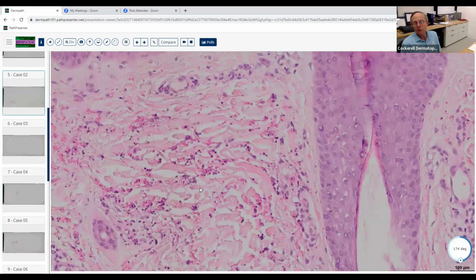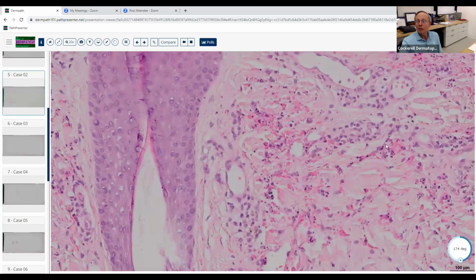Now, the boards are not going to ask you to distinguish between an early lesion of LCV and urticarial vasculitis. That's not fair, because this could theoretically be urticarial vasculitis. But the vast majority of the time, we see patients come in with palpable purpura. The clinicians say, "Oh my God, this is LCV." They take a biopsy, and lo and behold, it looks like this.